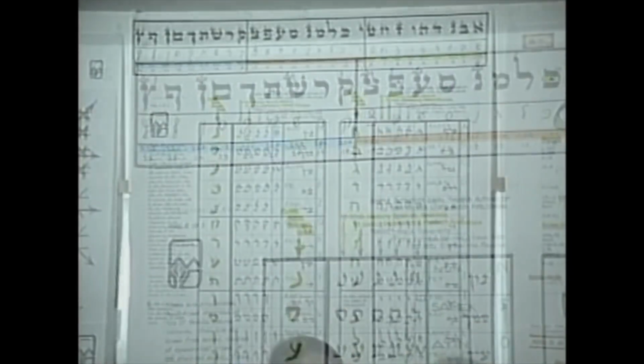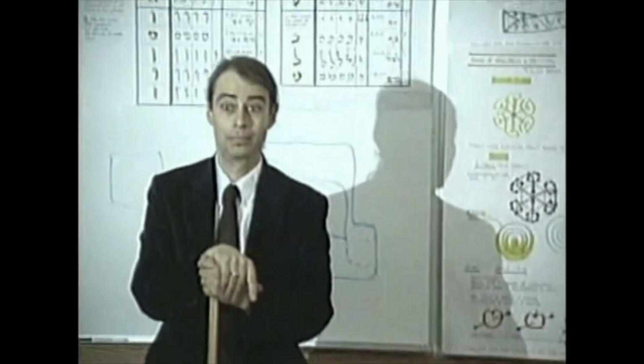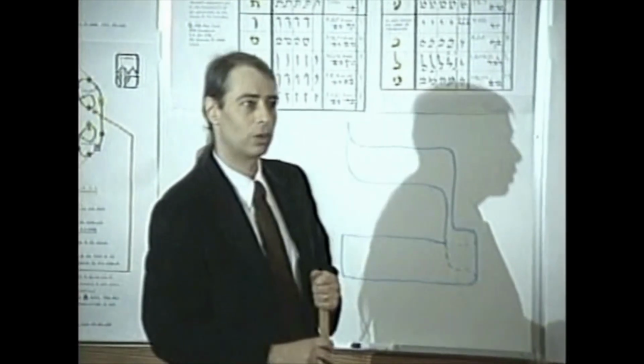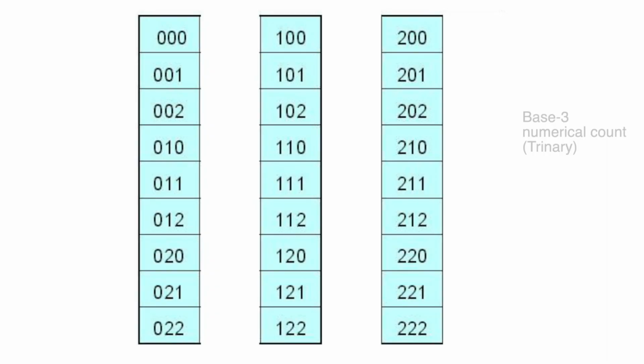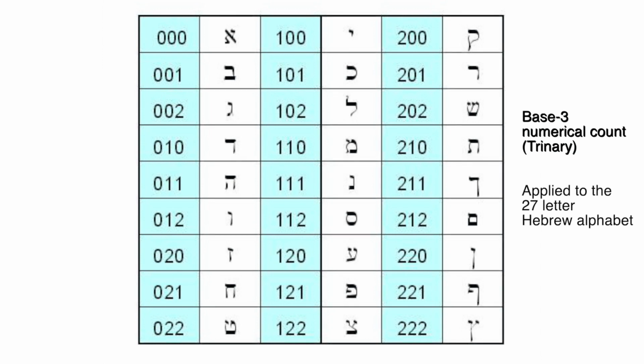I said to myself, gee, I wonder what would happen if I counted the letters out in base 3 by threes. Well, I ultimately tried other bases also, but when I counted by threes, interesting things started to happen. Here are the base 3 numbers aligned with the 27-letter Hebrew alphabet. Base 3 or trinary counting is similar to computer binary, except trinary uses 3 symbols, 0, 1, 2, instead of binary's 2 symbols, 0, 1.